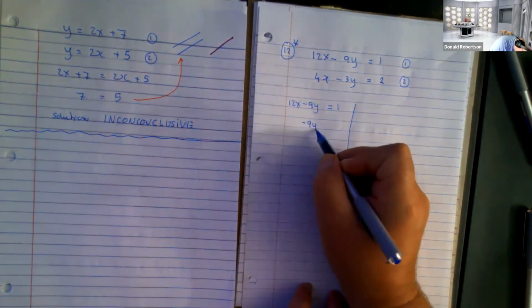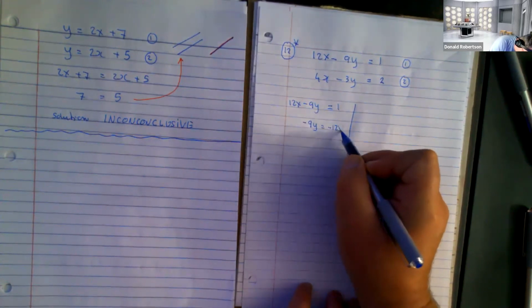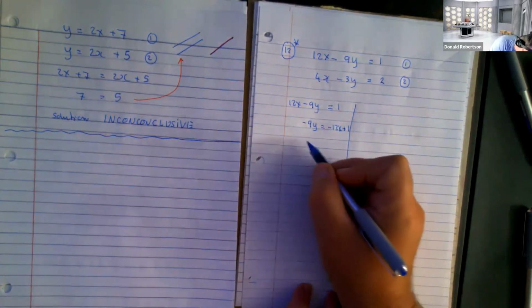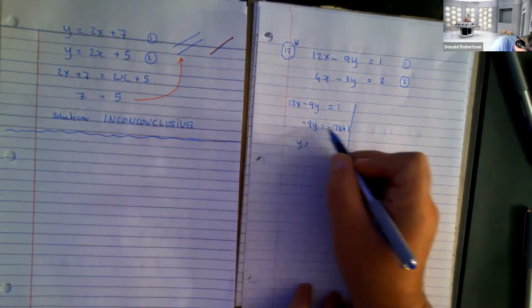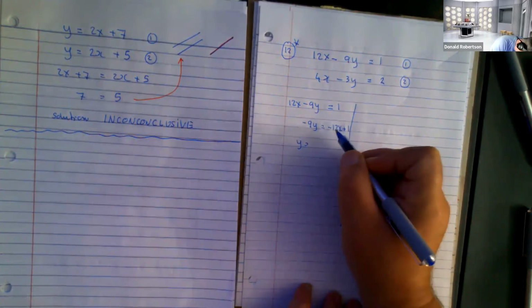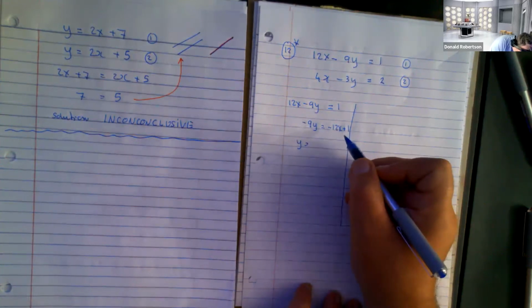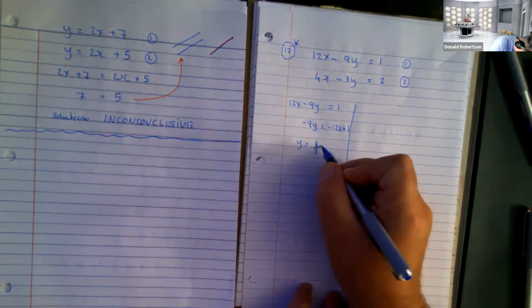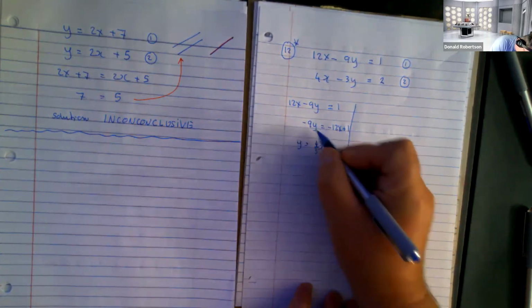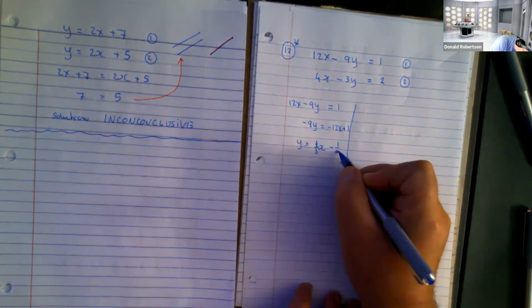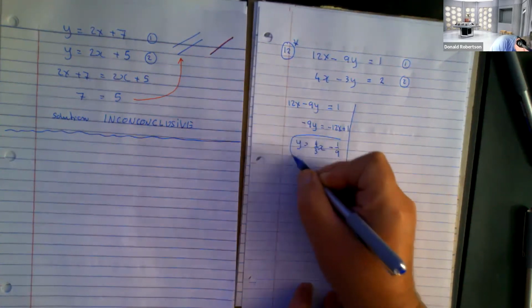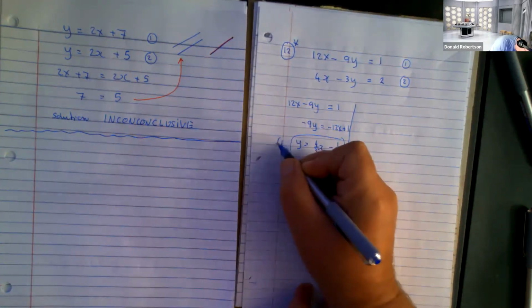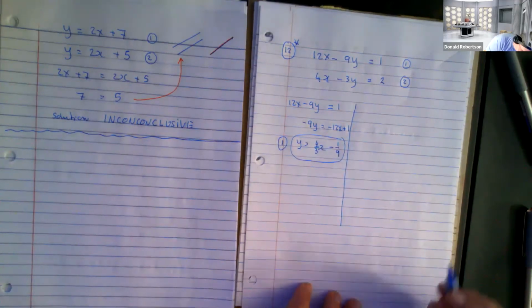So I'm going to subtract 12x from both sides. I'm then going to divide both sides by -9. Well, -12 divided by -9 is positive 12/9, which gets you 4/3 x. And that guy gets you -1/9. So there is my equation 1 rewritten in the form y equals.